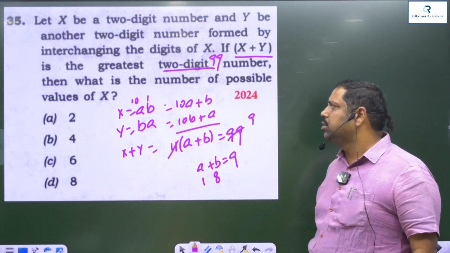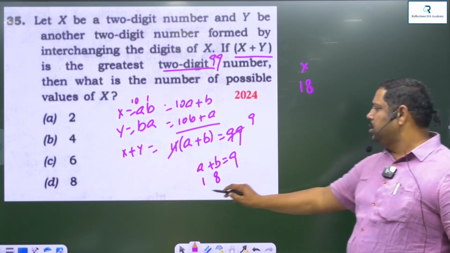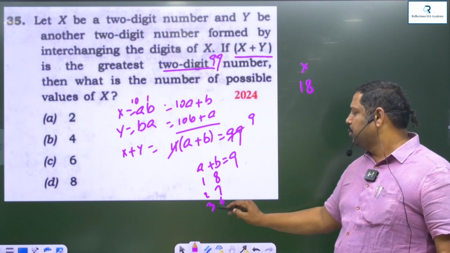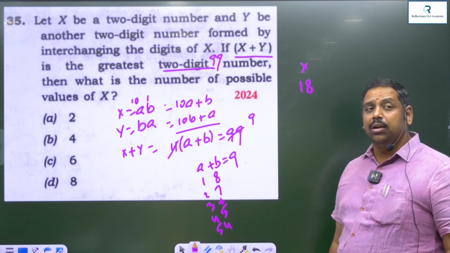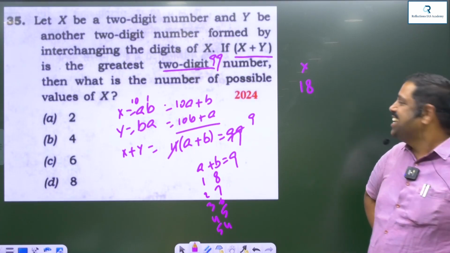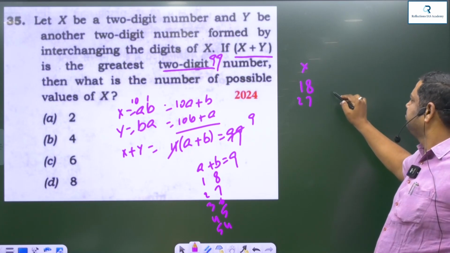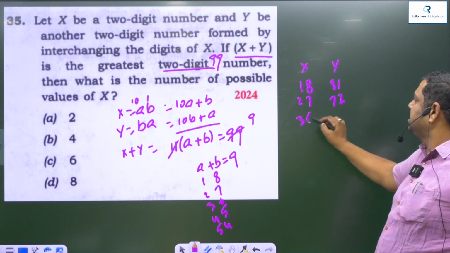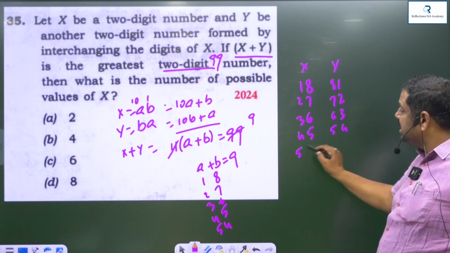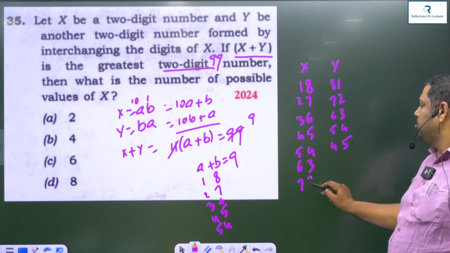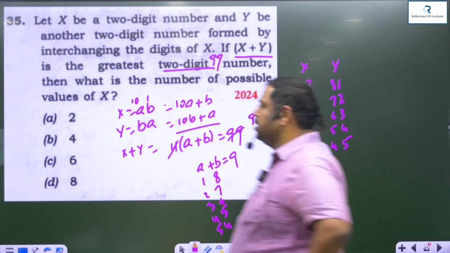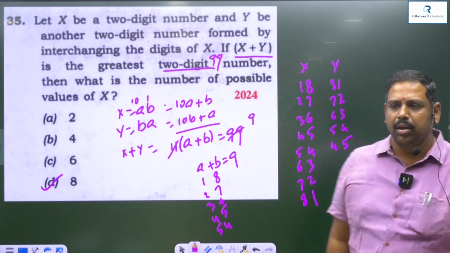Other than 0, I have to get 9, right? Can I take 1 and 8 as a possibility? Means X can be 18. 2, 7? Okay, right? Next one, 3, 6, 4, 5. Any other possibility? Yes, we have, the reverse. 18, then Y will be 81; 27, 72; 36, 63; 45, 54. If I take X as 54, Y is 45. Is it a possibility or not? He has not specified that X should be less than Y, or Y should be more than X, right or wrong? The reverse should be considered or should not be considered? Should be considered. Then 63, 72, 81. So how many possibilities are there? 8. So what is the answer here? D. Am I clear, all of you? Good. Can I go to the next one?